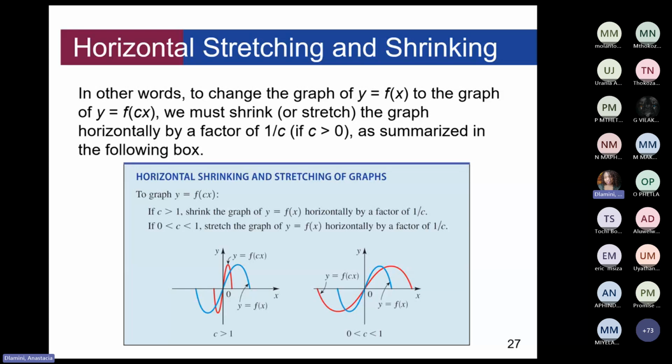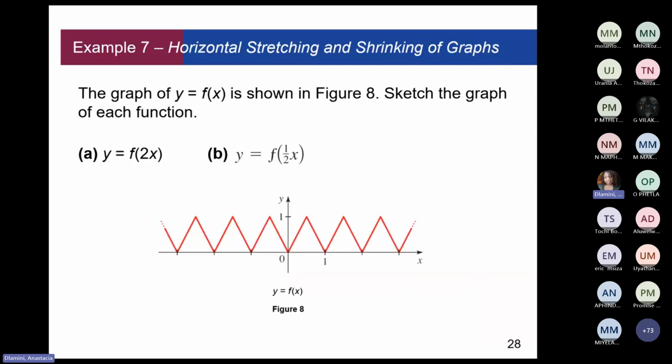So we go back to horizontal shrinking and stretching. We have the graph where y is equal to f of c times x. Now, if c is greater than 1, it means we took the parent function and shrank it horizontally by a factor of 1 over c. And if c is between 0 and 1, it means we have stretched the graph of y equals f of x horizontally by a factor of 1 over c.